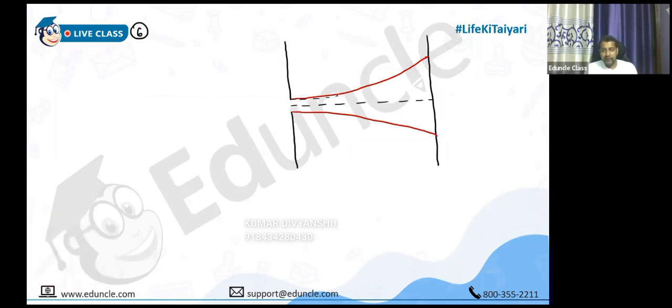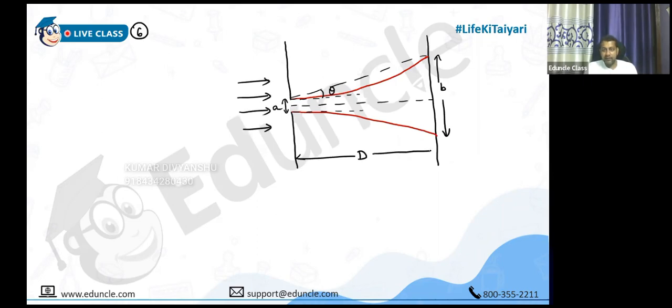So if light travels in a straight line, then it should have followed this path. Let us suppose the width of the slit is A, and the distance covered on the screen when it passes through the slit is B. When you make this line meet that point, this angle is theta, which is the angle of deviation. Here the light was coming like this, and this is capital D.